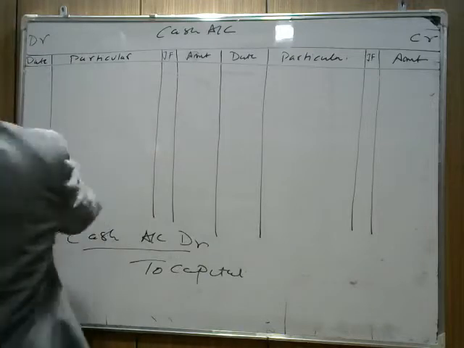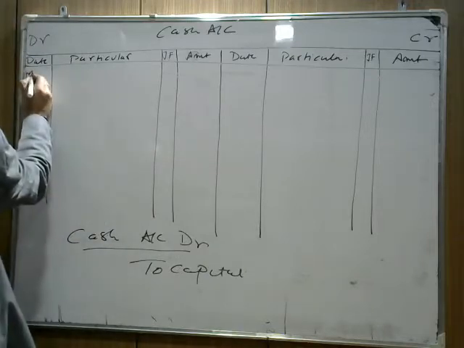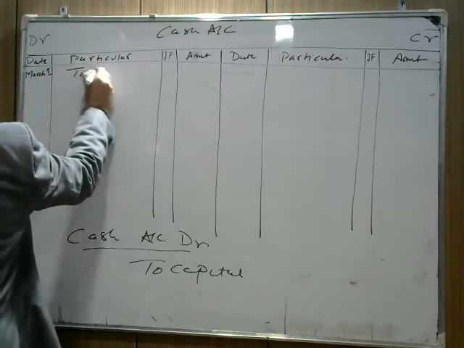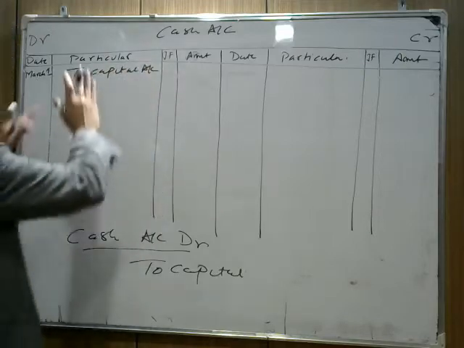Now with what purpose? Why is cash debited, why is cash increasing on March 1st? Because you put capital in business. The cash is increasing because of your capital. That's why it's a perfect term.